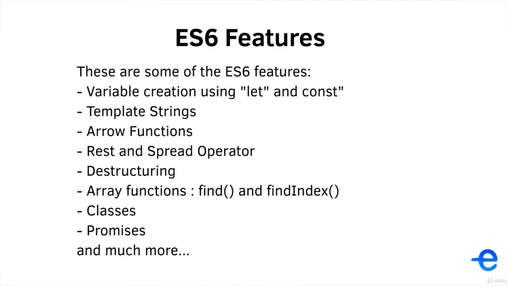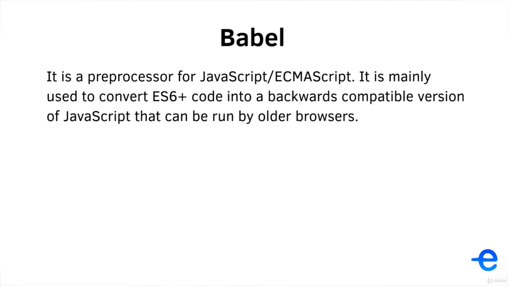So what do we do? We can use a preprocessor like Babel. Babel is mainly used to convert ES6 and above JavaScript versions code into a backward compatible version of JavaScript that can be run by older browsers.